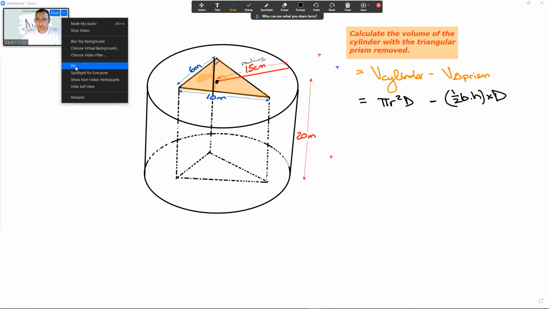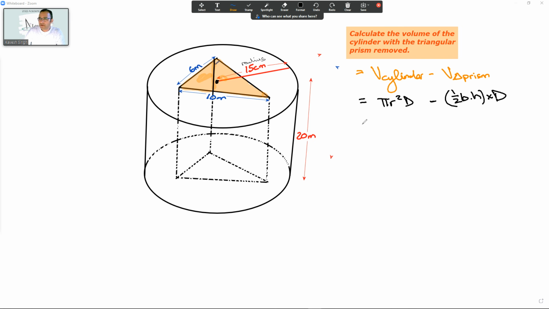And then pi, remember, I'm going to use 3.14 for now. So let's say 3.14 multiplied by my radius, which is given as 15 in red, squared, multiplied by my depth, which is given as 20 over there. So there's my depth, there's my radius as well. Okay.